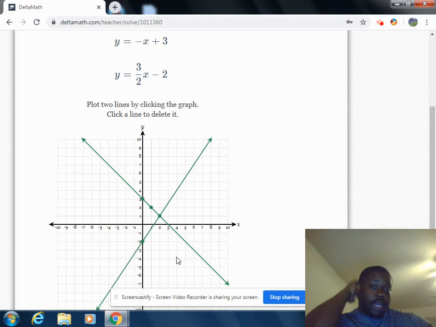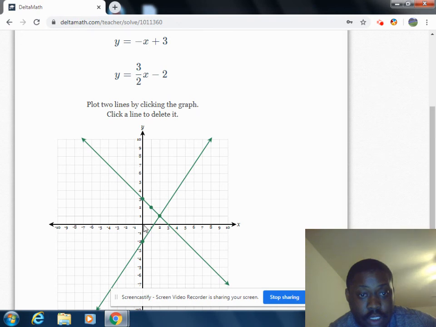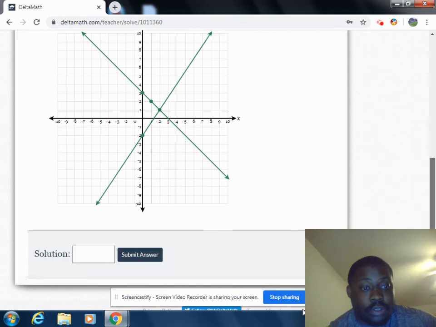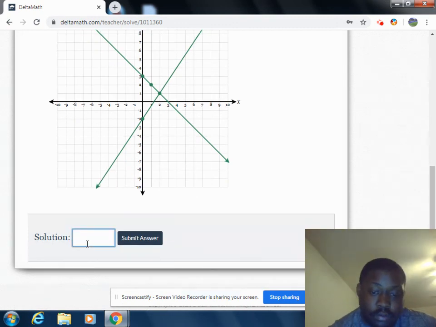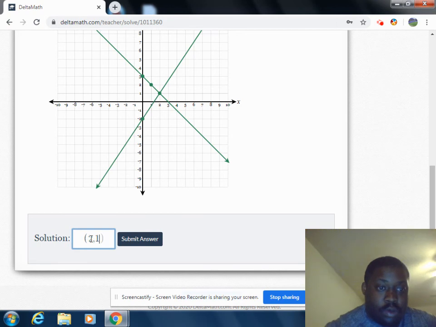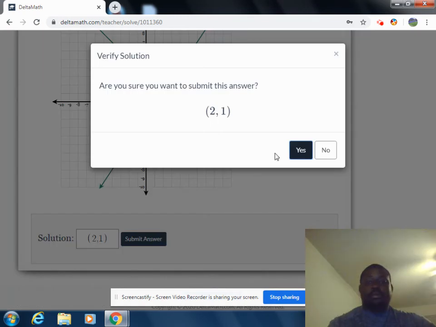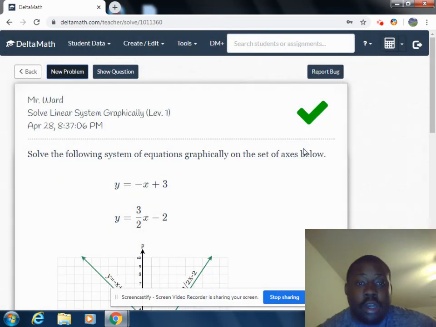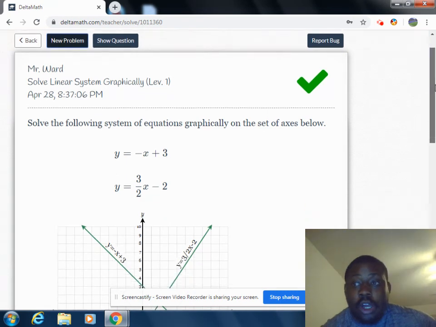Now that we got our two lines, let's find where they intersect. Well, this one was pretty simple. It intersects at 2, 1. Remember, your x comes first, then your y. So 2, 1. Okay? Pretty simple. This is all it is.